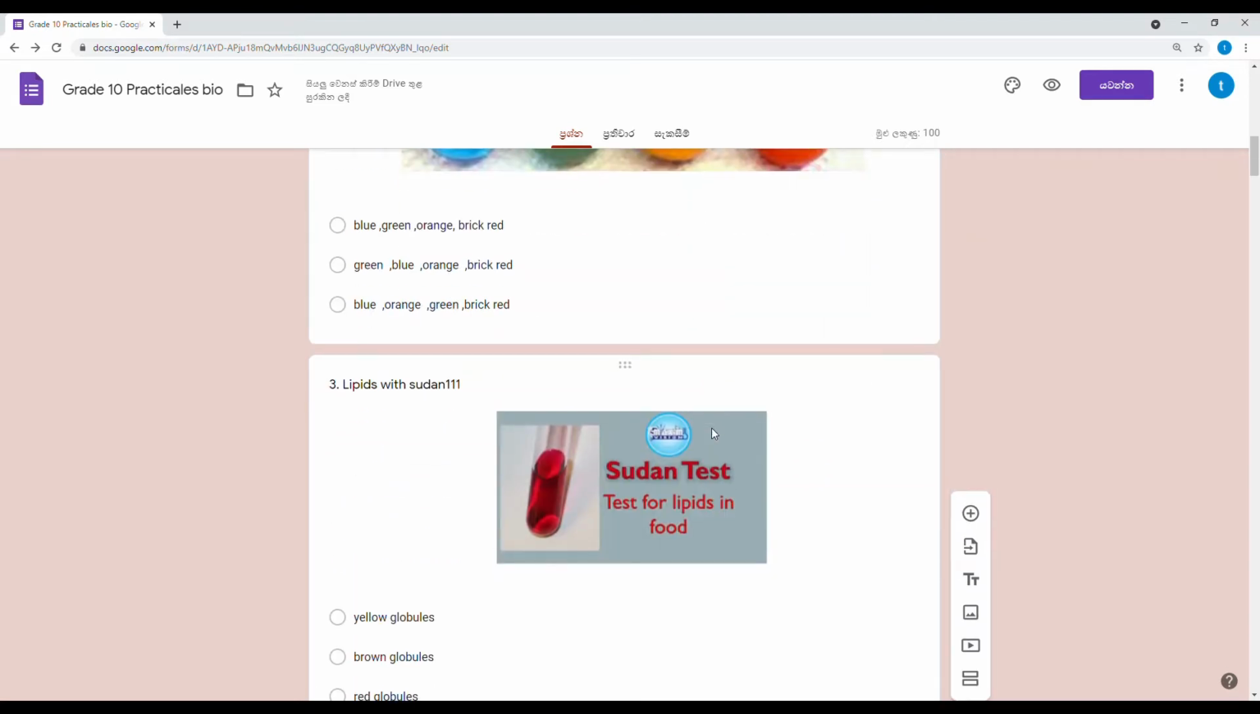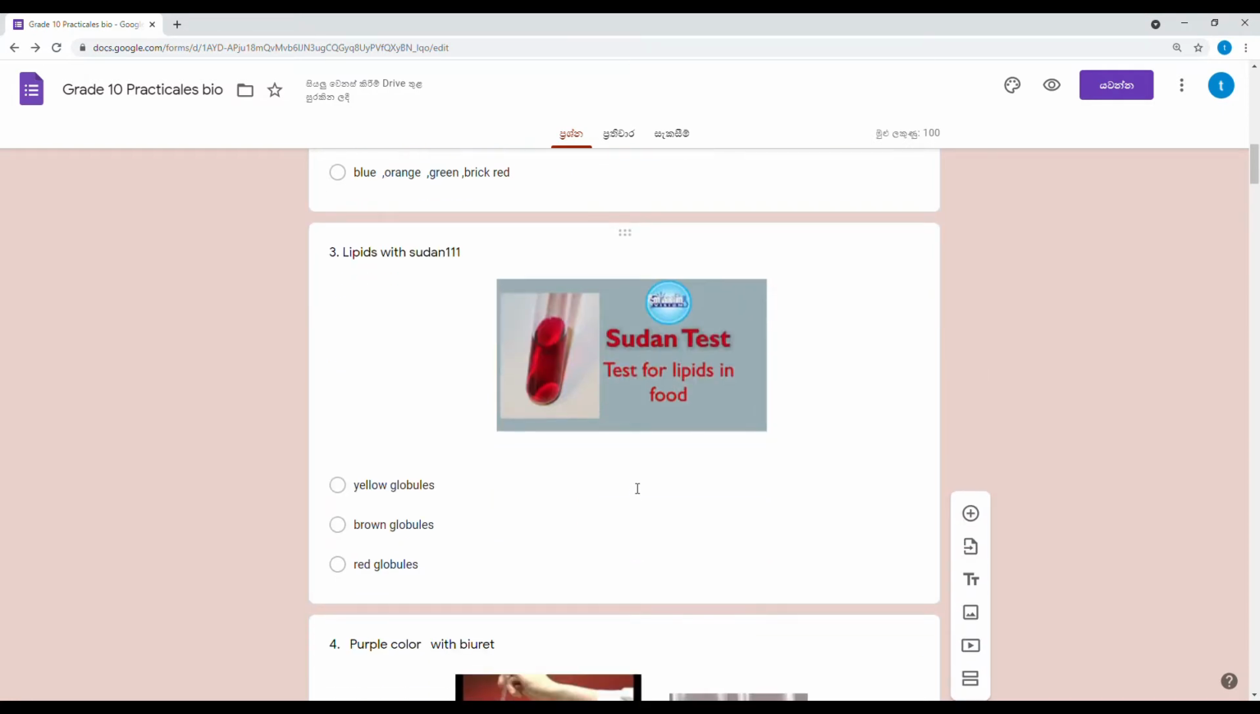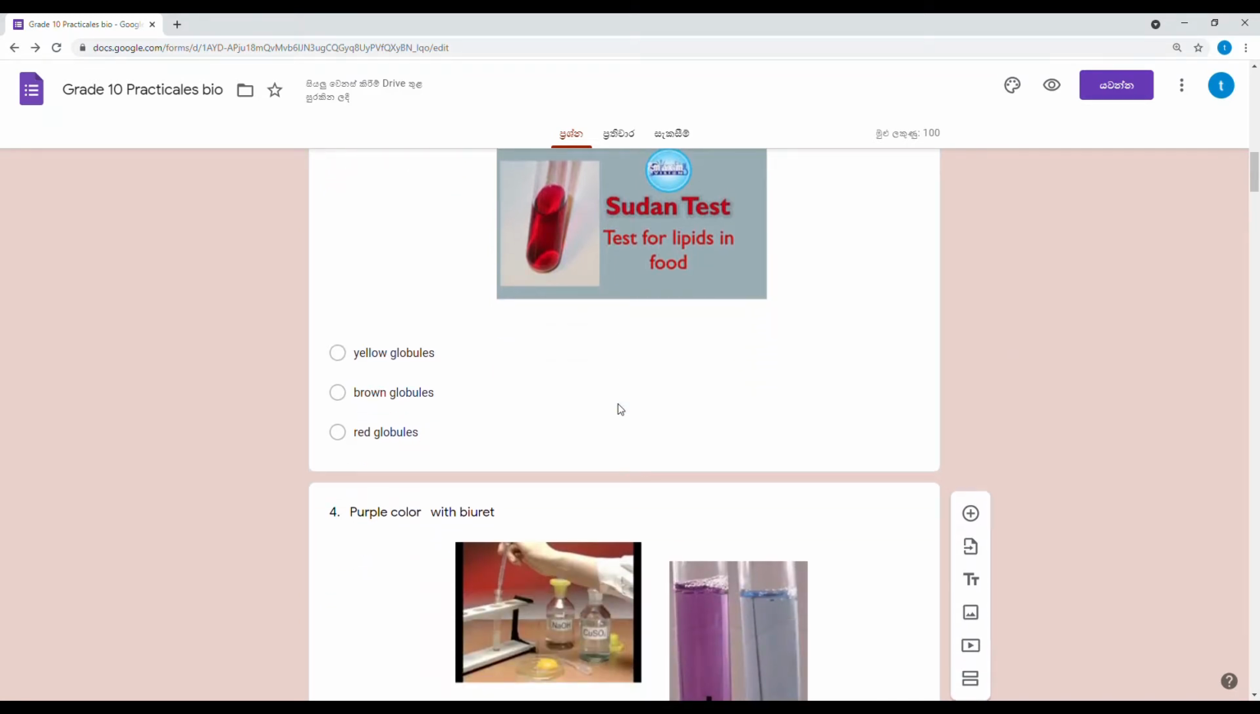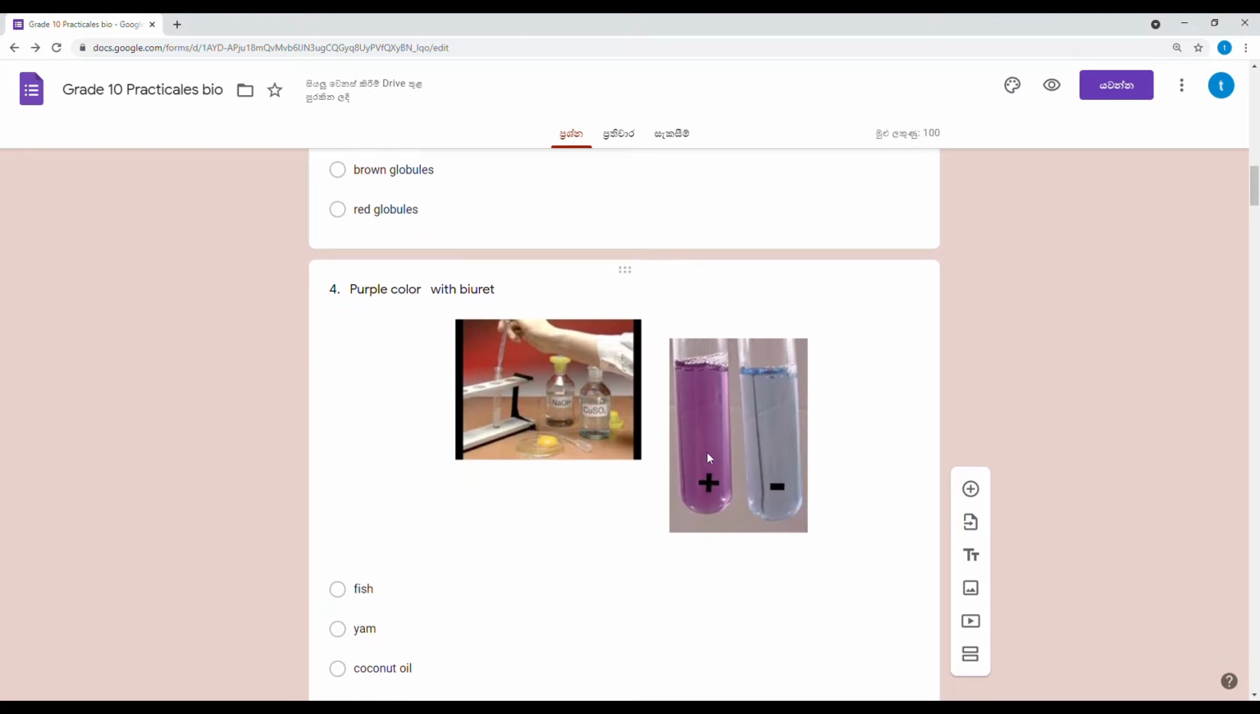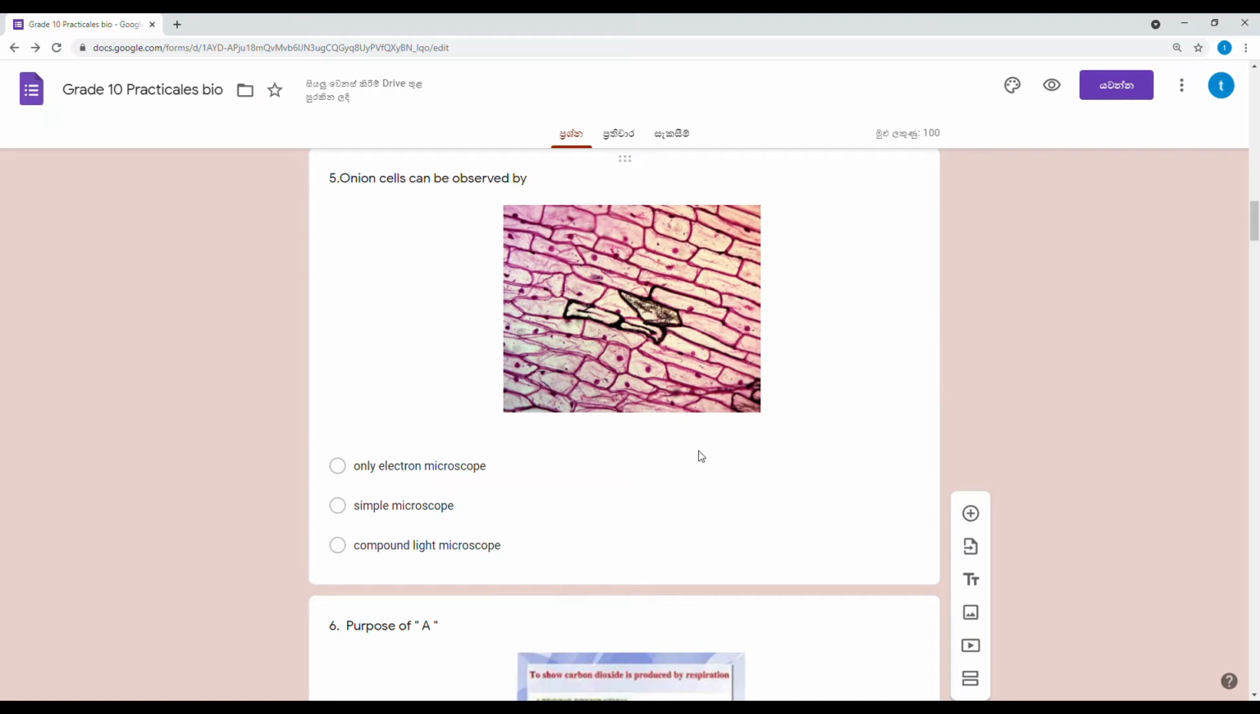And the next one, another test from the grade 10 syllabus, that is Sudan 3. It's a lipid test with Sudan, so you can see the red globules, red color globules. Remember, Sudan 3 is also a red color solution, and there is a powder also. And when you get into the biuret test, there is no reagent called biuret in the lab. We have to get sodium hydroxide and copper sulfate. These are the chemicals. And once you mix them with the protein, then you can see this kind of very nice purple color, right?